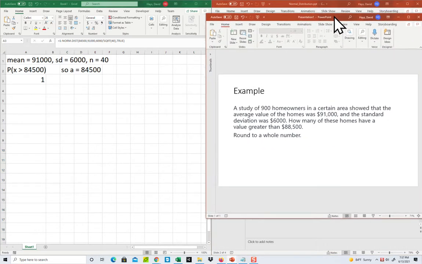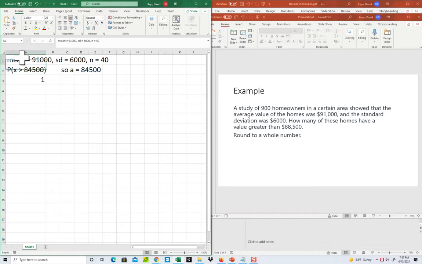So let's write down what we're given. Okay. Mean is 91,000. Standard deviation is 6,000. We're looking at the probability the value is greater than 88,500. And then once we get that, we'll multiply by 900 to find out how many of those match that criteria and round to a whole number.